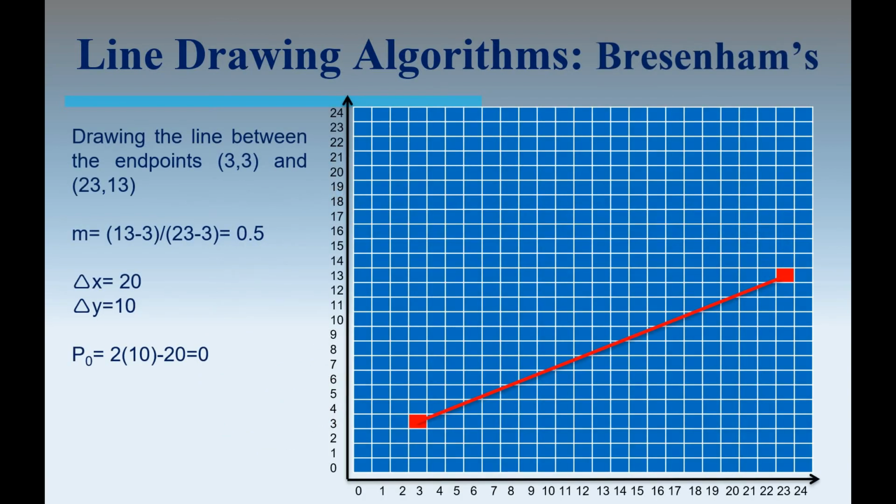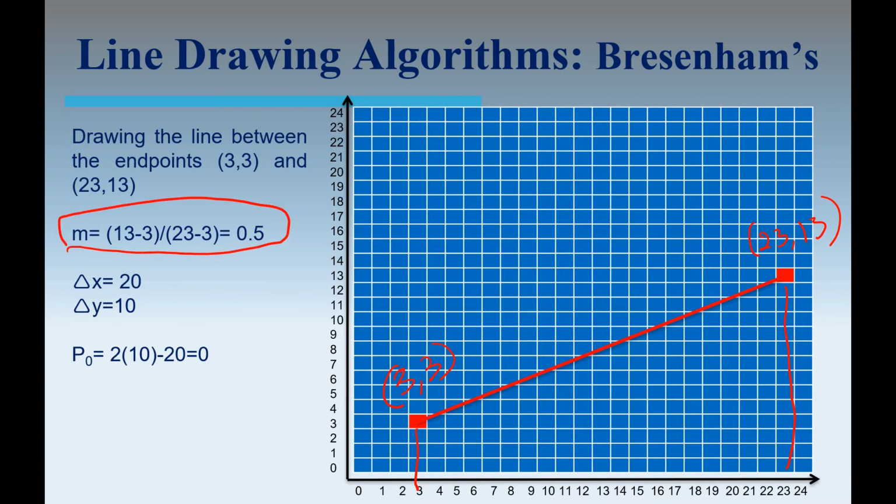Now, suppose this is an example: drawing the line between the endpoints (3, 3) and (23, 13). We will start from here, which is 3 on the x-axis and 3 on the y-axis. This other point is 23 on the x-axis and 13 on the y-axis. As we can see from here, if we calculate m, the slope, you will get 0.5.